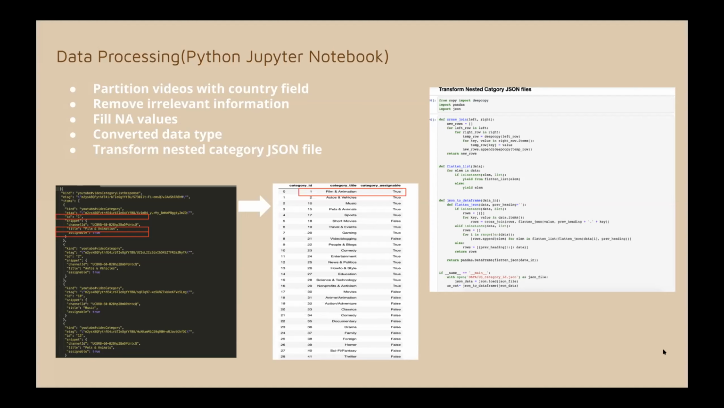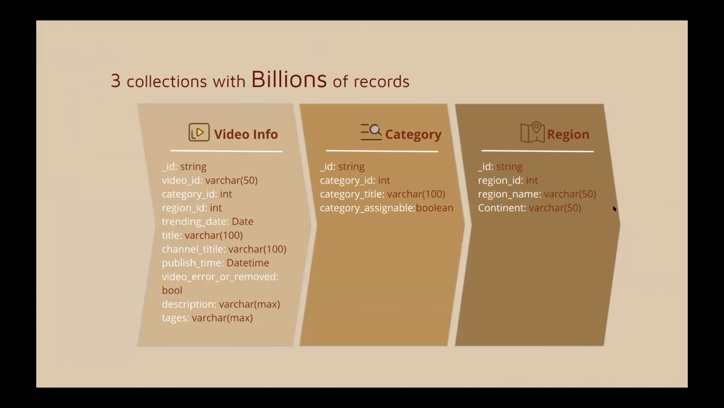It is hard to find the information we need because it's nested, which has us looking for the useful information line by line, but after transforming the format, it's neat and obvious. Next, please. We create 3 collections, the video information, category, and region, on ArangoDB to place the corresponding documents.